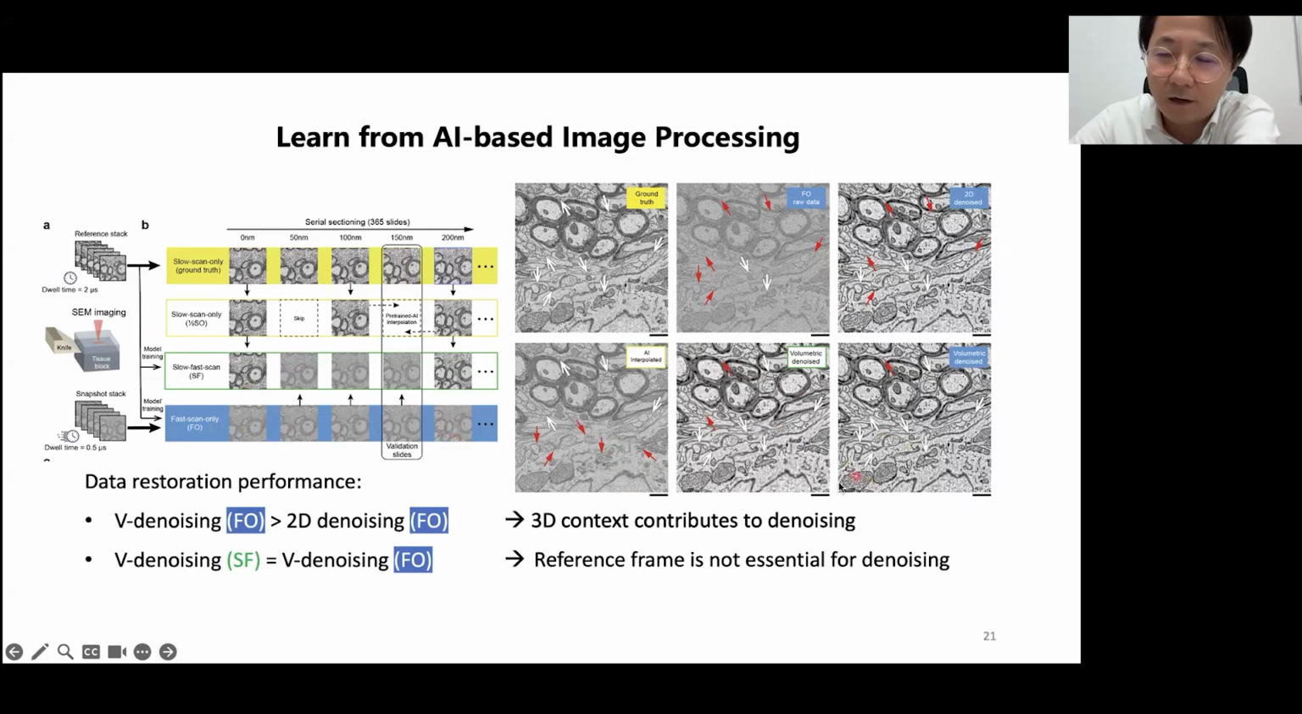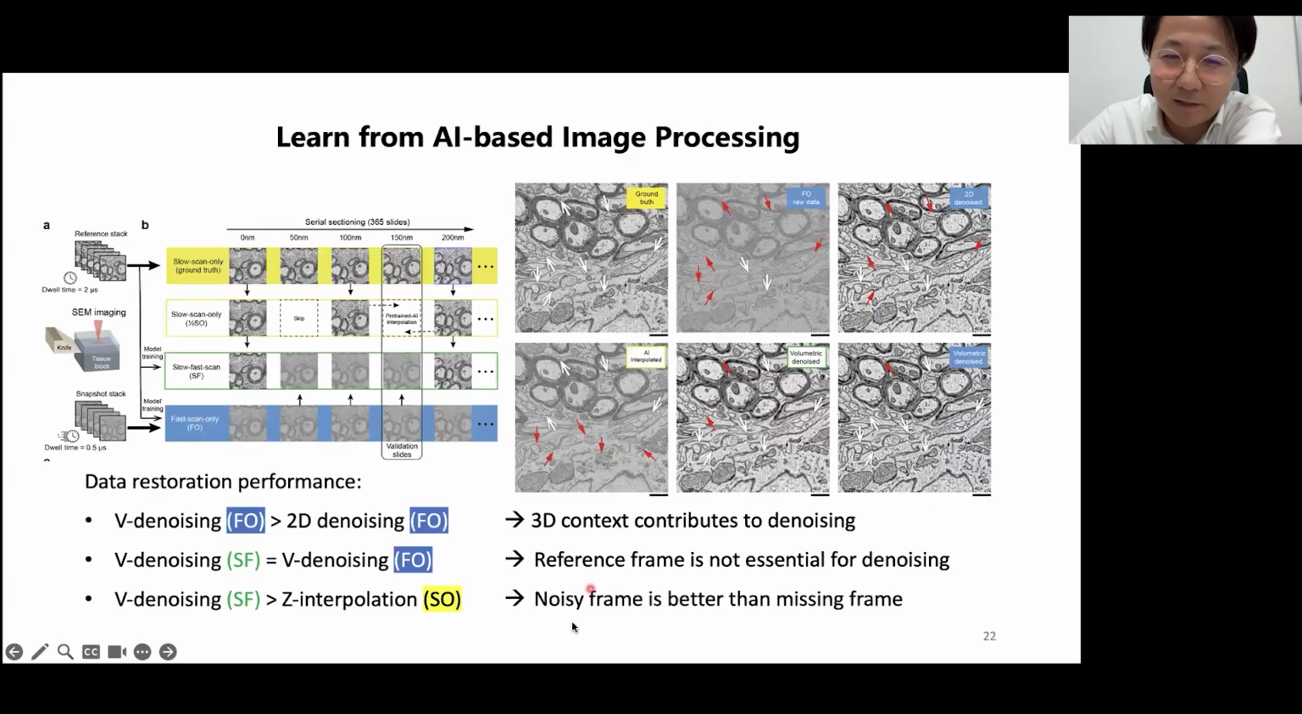But in the end, the outcomes are very similar. The third is that volumetric denoising is better than Z interpolation. Of course, a noisy frame is always better than a missing frame, right? In this case, the computer needs to guess what is in between two slices, right? Usually these are generative methods, which cause a lot of problems in terms of artifacts. Okay, this is the message.